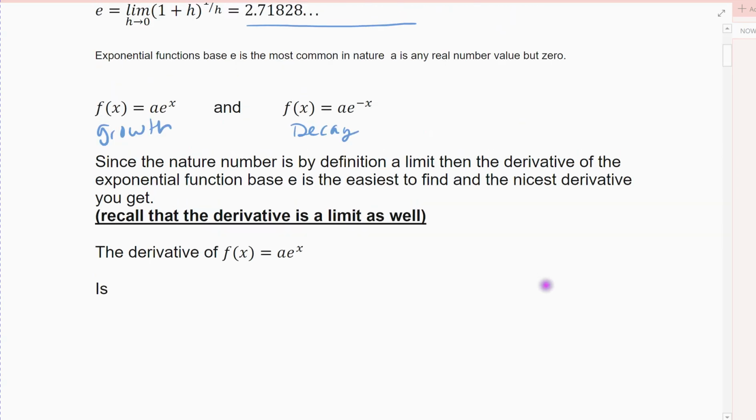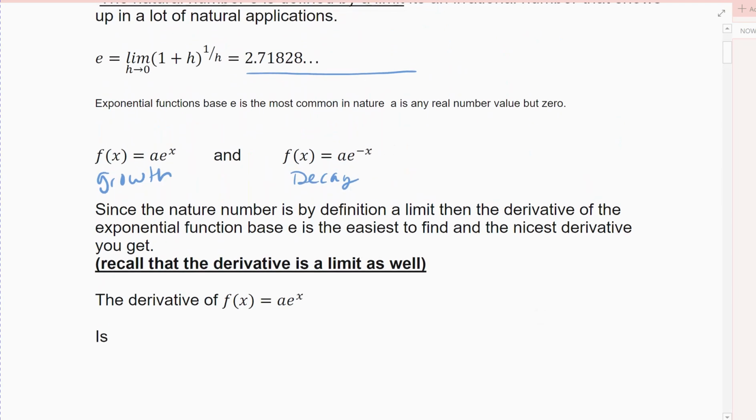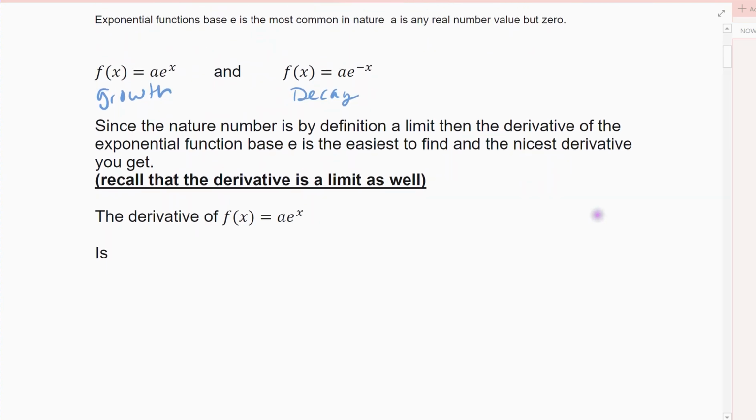Because the natural number e itself is a limit, and remember, a limit involves h approaching 0, and the derivative is the limit as h approaches 0 of the average rate of change. Because of that, and because of the way exponential growth and decay works, the derivative is actually really nice. But sometimes it's so easy it's hard because students want to overthink these. So the derivative of a e to the x, the one with just x up there, so it's just the growth model case.